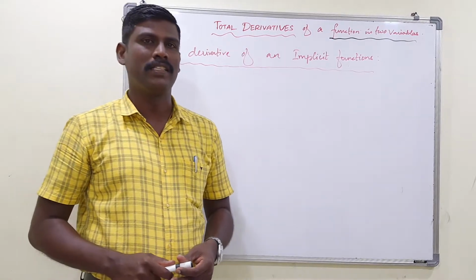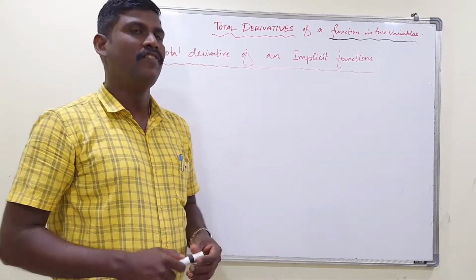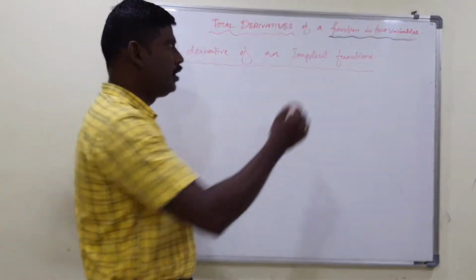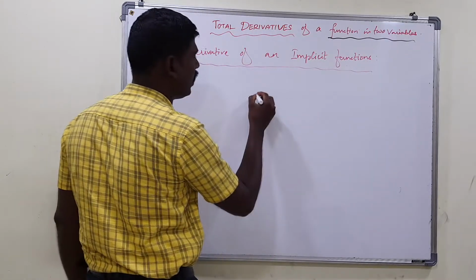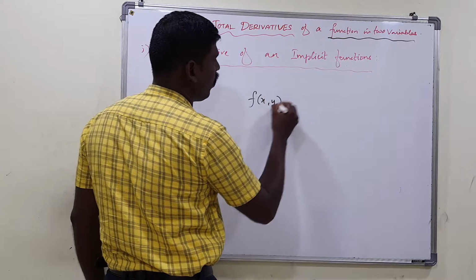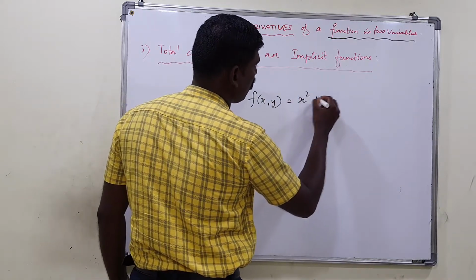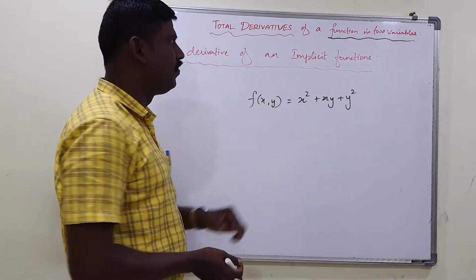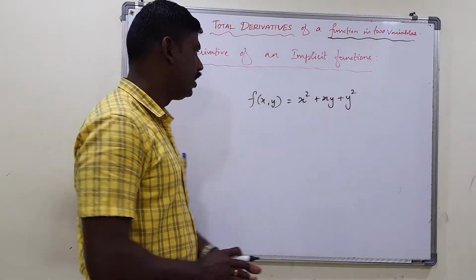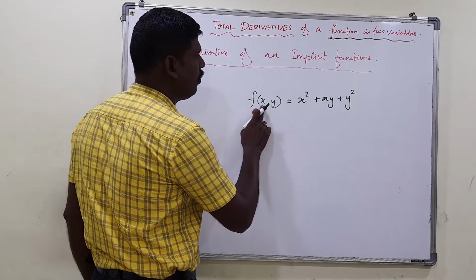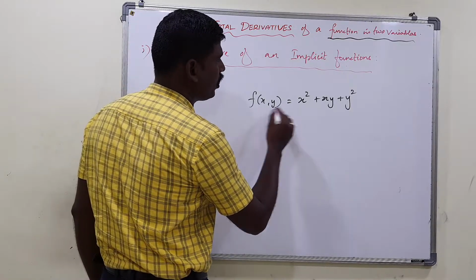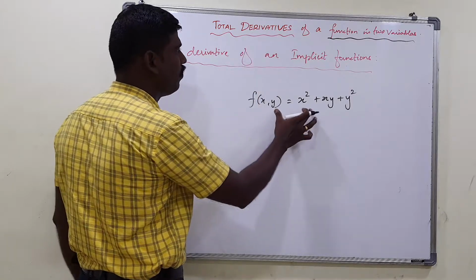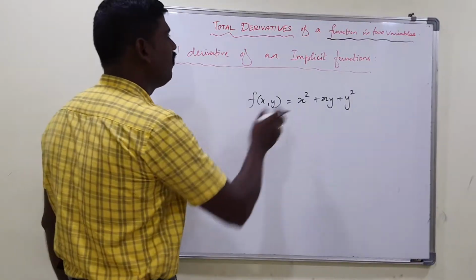Welcome back to Tiger Max channel. Today I am going to find the total derivative of a function in two variables. What is a function in two variables? Consider f of x comma y is equal to x square plus xy plus y square. It's a well-known example for a function in two variables. Here, x and y are the two variables. Now I am going to find the total derivative of such kind of functions.